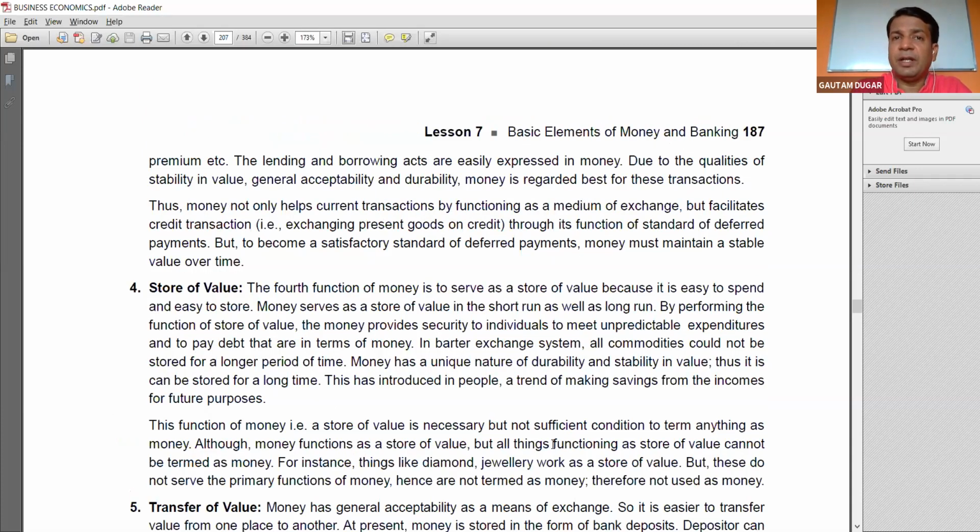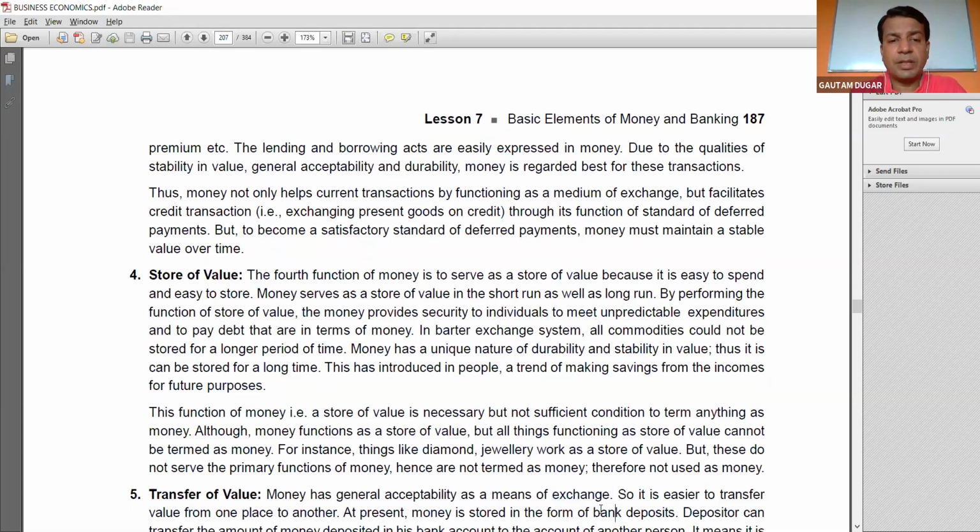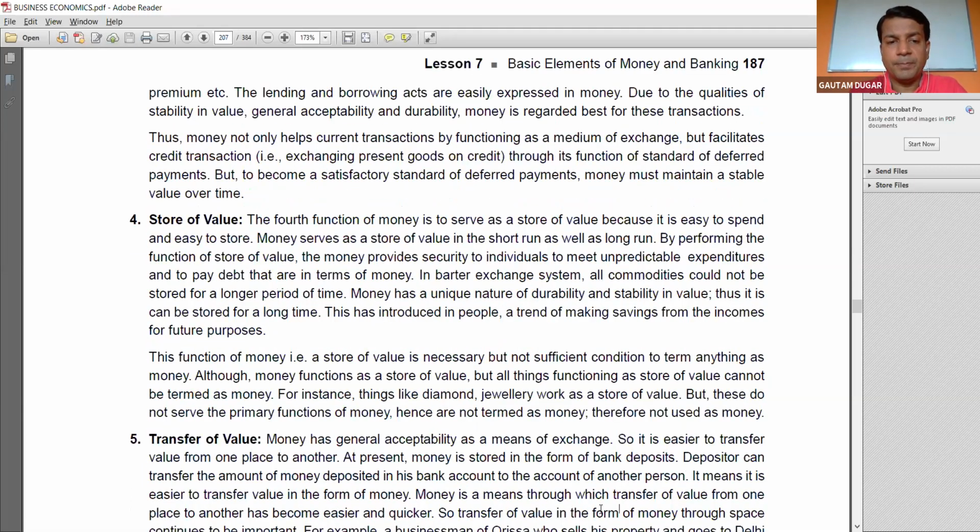Store of value: we can store value in terms of money, but we cannot store the value in terms of, say, fruits and vegetables or any other item because they are perishable, right? And you cannot store in the form of any other commodity as well. But you can store the value in terms of money. So it is durable, it has stability. Transfer value: you can transfer value from one person to another, from one place to another with the help of money.